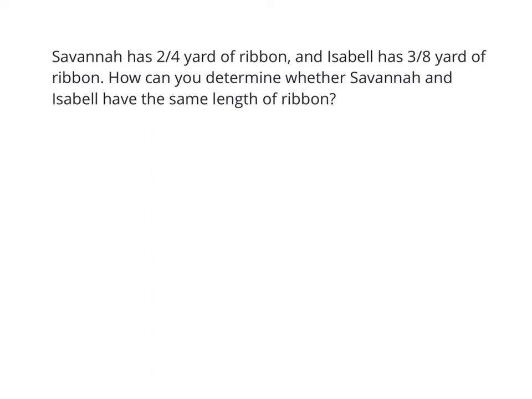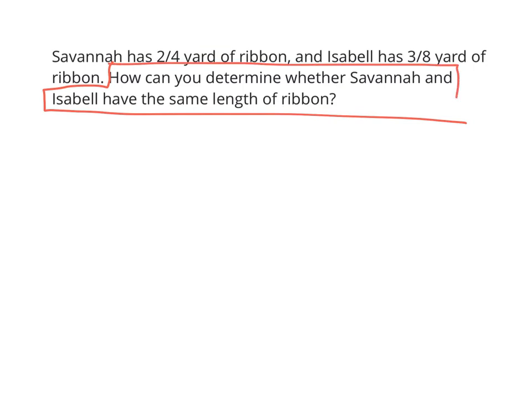So let's look at our question again. There's that question mark. There's the beginning of the sentence. So there's our question. So let's box that and read that question again. How can you determine whether Savannah and Isabel have the same length of ribbon? So basically, we need to figure out if their ribbon length is the same. That is our task in this word problem. So let's go back and figure out what is the important information.